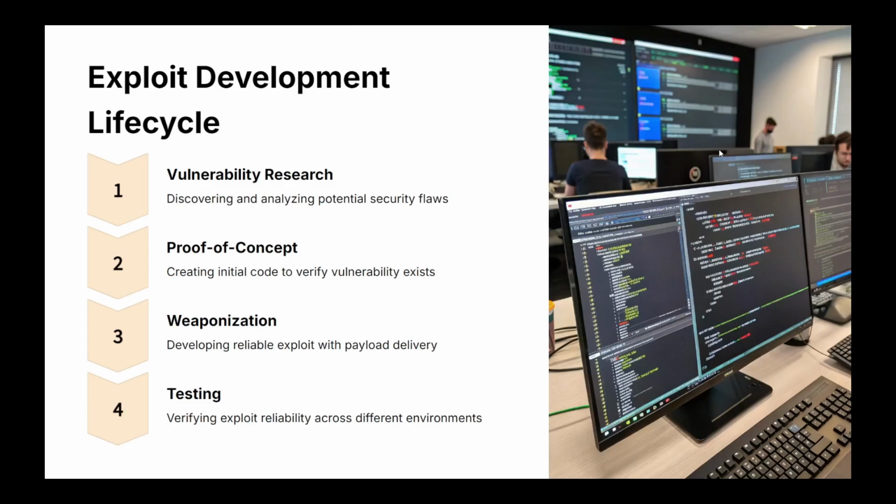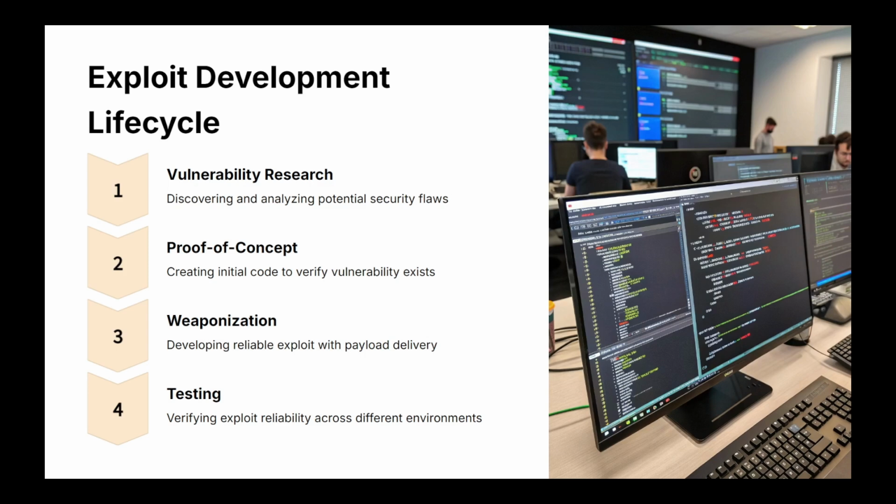So now let's talk about the exploit development lifecycle. This lifecycle outlines the step-by-step process attackers or security researchers use to turn a vulnerability into a working exploit. Understanding this lifecycle helps defenders anticipate and prevent potential attacks. It all starts with vulnerability research. This involves discovering and analyzing flaws in software, hardware, or configuration. Researchers may use fuzzing, code analysis, or behavior observation to uncover weaknesses that could be exploited.